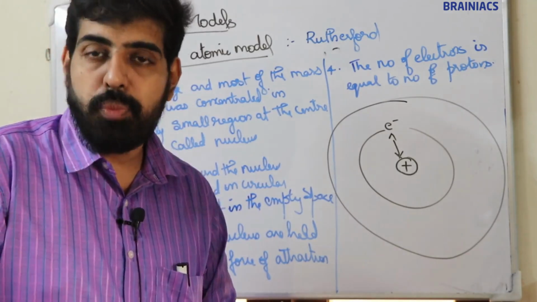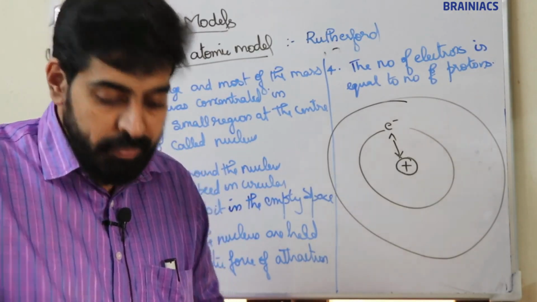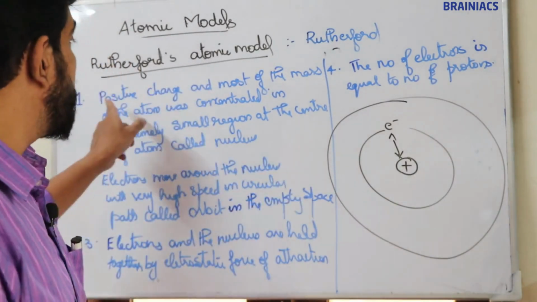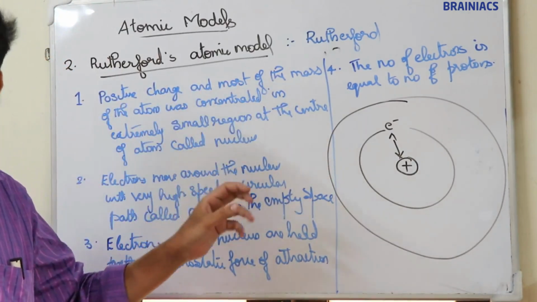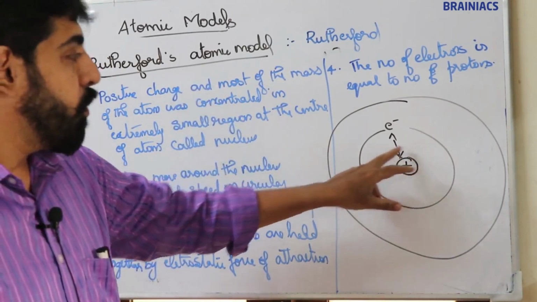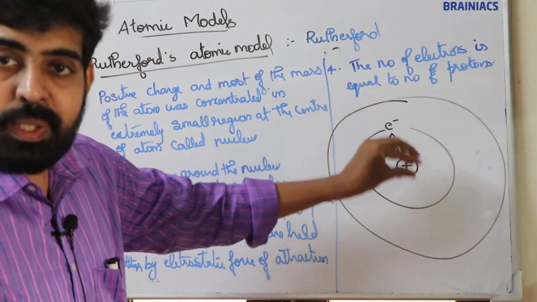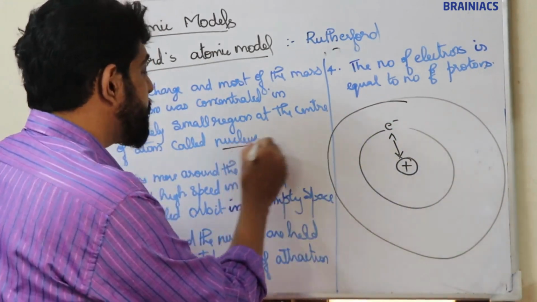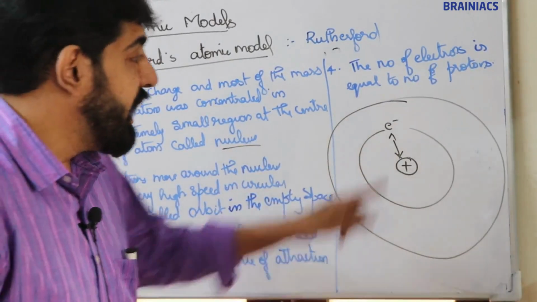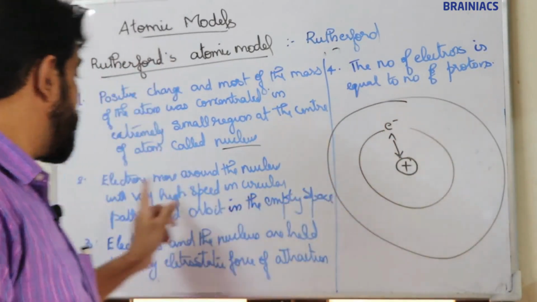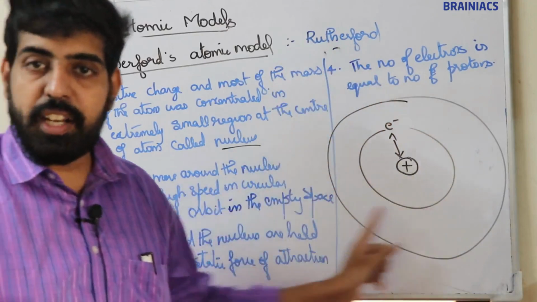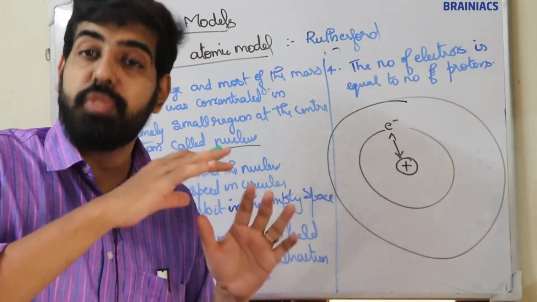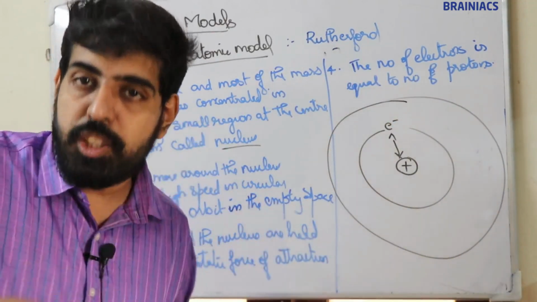So these are the 4 postulates of the Rutherford model. First postulate: most of the positive charge and most of the mass of the atom is concentrated in a very small region at the center, and that center is known as the nucleus. And electrons rotate around the nucleus with very high speed in the empty spaces.